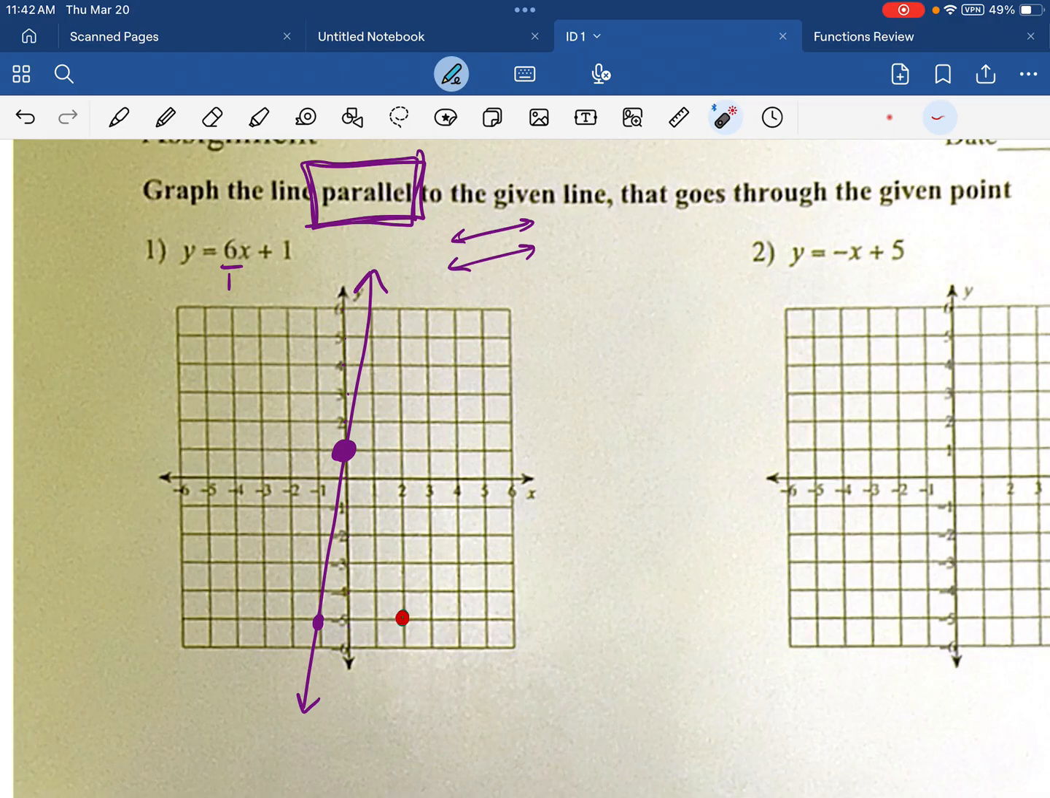And again, I want to find something that's parallel. So the line we're going to end up with is probably going to look something like that. And it needs to cross through this given point. Now, again, I know parallel lines go on forever and they never touch. I also know that their slopes are the same.